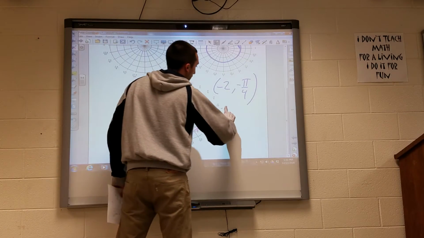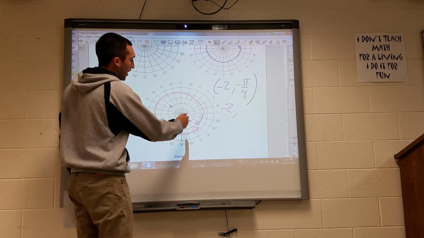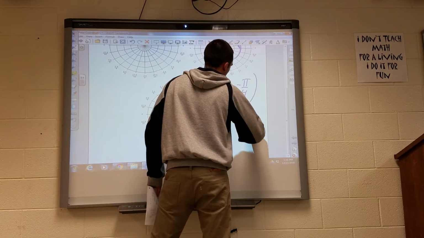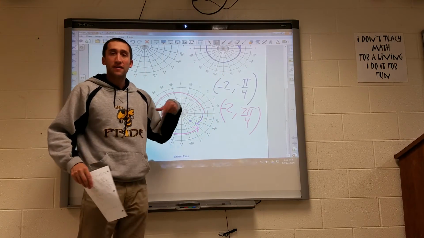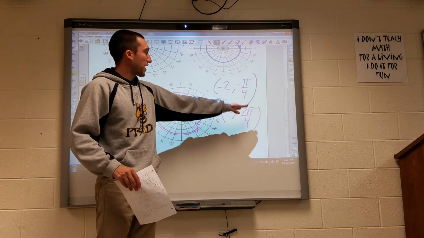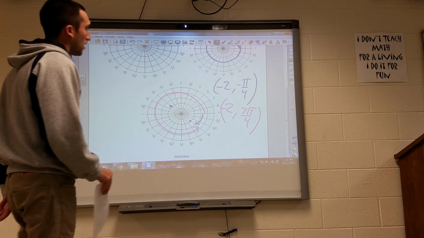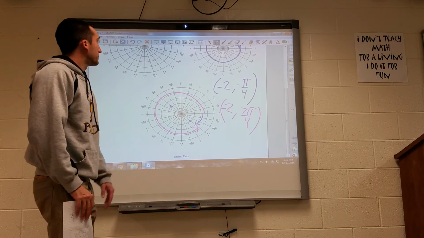and say we still need a negative 2 because we're in the fourth quadrant. We got to flip it over the origin. But this angle would be 7 pi over 4. So those both have negative r values, negative radius values, but they have different angle measures. So the negative flips it over.